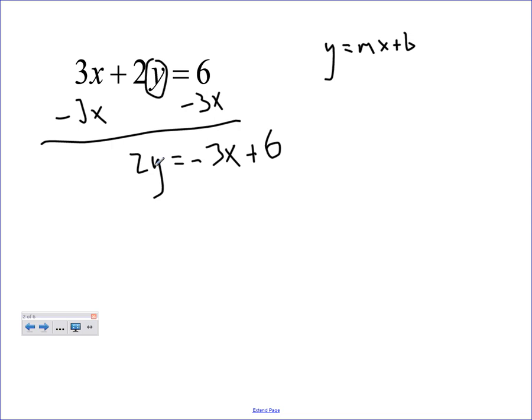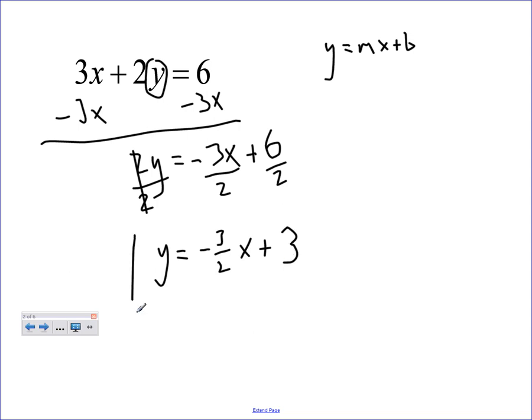Okay, so we're down to what 2y is, and we don't care what 2y is, we want to know what y is, so we divide by 2. And if we divide that side by 2, we've got to divide everything on this side by 2. Just to be fair, that's the way it all works out. It's called balancing the equations. 2 divided by 2 is 1, so we just have y. And on this side, negative 3 divided by 2 is just negative 3 halves x, plus, what's 6 divided by 2? Why, it's 3. So now we have the equivalent equation in slope-intercept form.